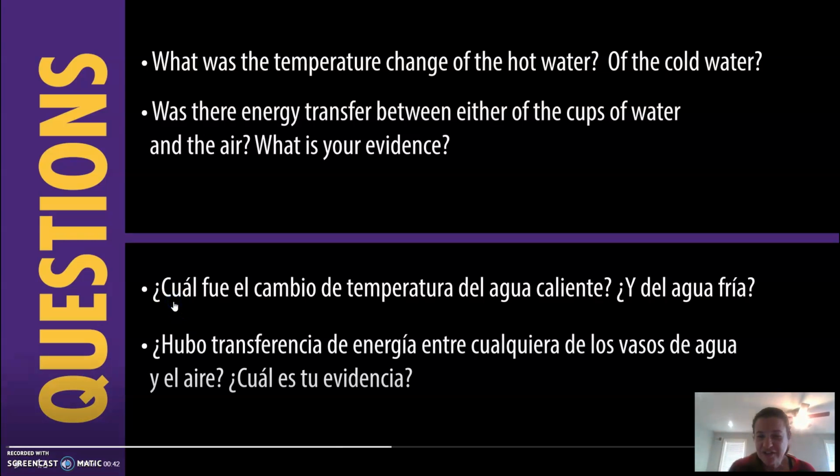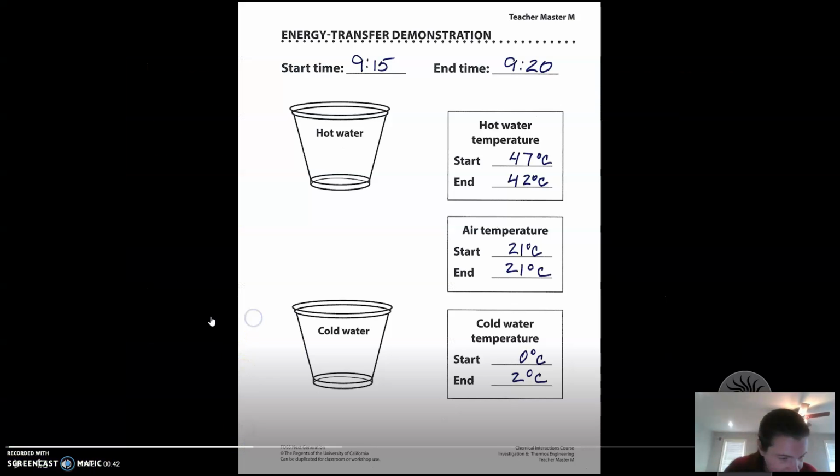Was there energy transfer between either of the cups of water and the air? What is your evidence? Let's go back to this right here. Energy transfer between the cups of water and the air. So if we look at the starting temperature of the air, it was 21 degrees Celsius. The end temperature of the air was also 21 degrees Celsius. So there was no change in temperature for the air.